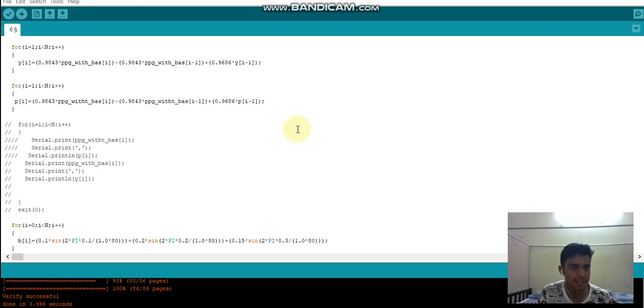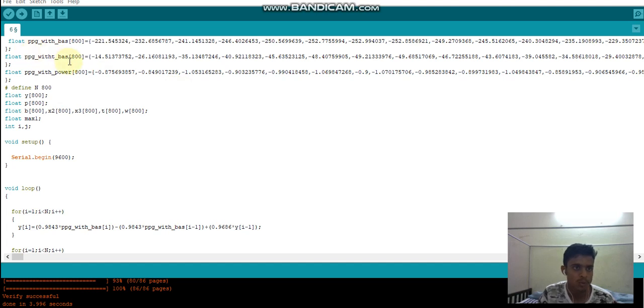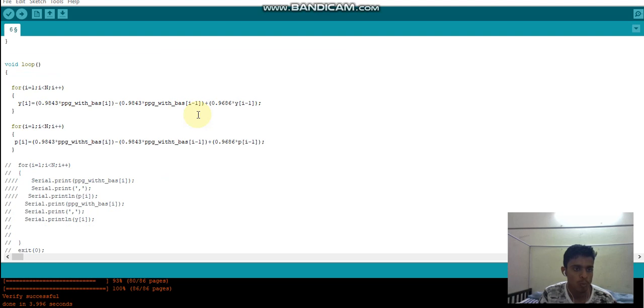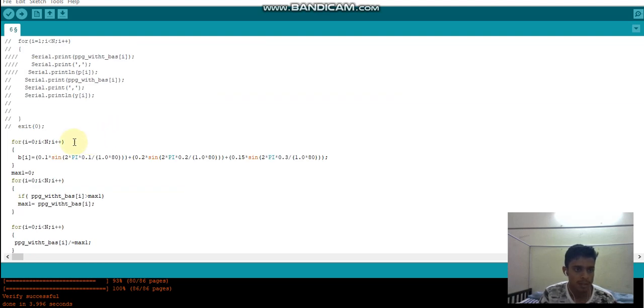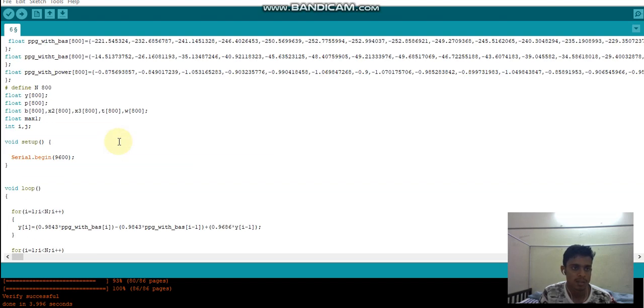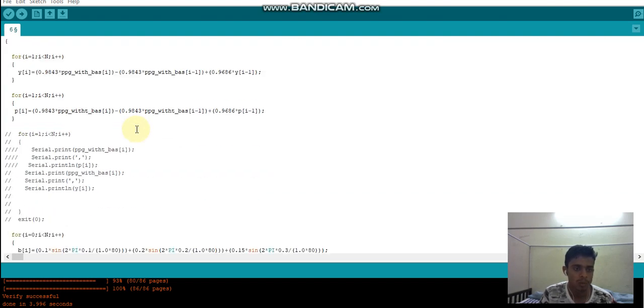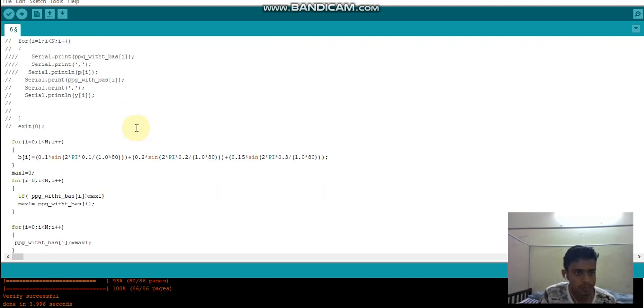Our next case is to use the PPG signal without base, and we will be giving our own baseline component, which is this one. We use small magnitudes of 0.1, 0.2, and 0.15, with frequencies 0.1 Hz, 0.2 Hz, and 0.3 Hz. So we add our own baseline components to the signal without base, and we will look at the difference between them.